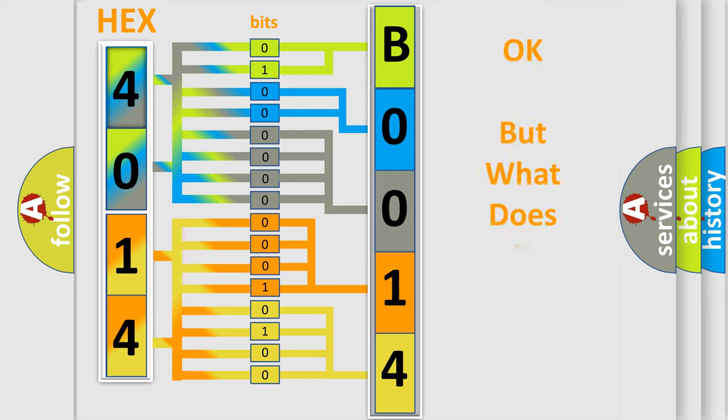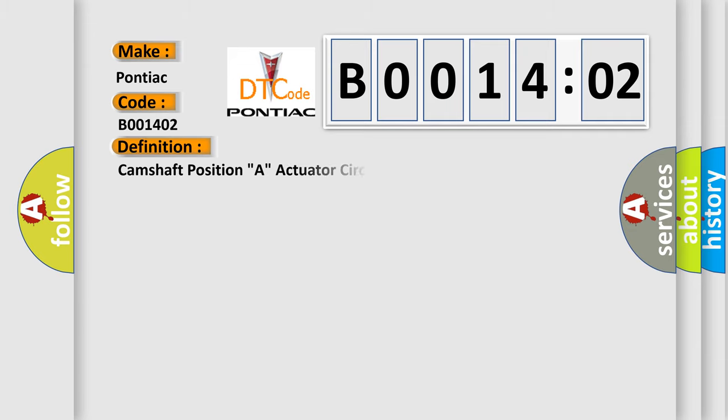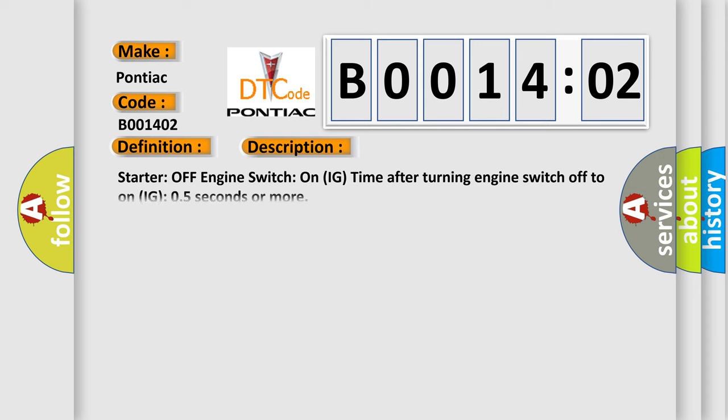The number itself does not make sense to us if we cannot assign information to what it actually expresses. So, what does the Diagnostic Trouble Code B0014-02 specifically interpret for Pontiac car manufacturers? The basic definition is camshaft position A actuator circuit bank 1. And now this is a short description of this DTC code. Starter off, engine switch on, IG time after turning engine switch off to on, IG 05 seconds or more.